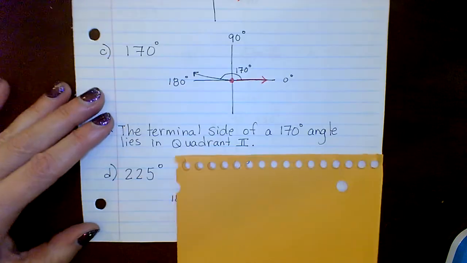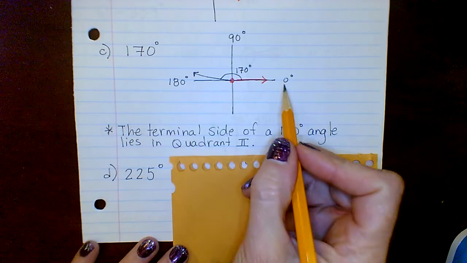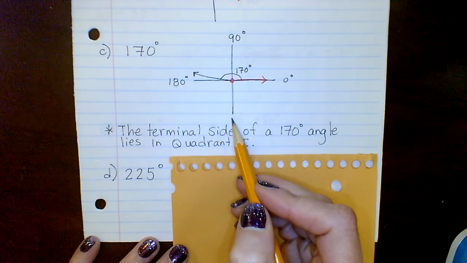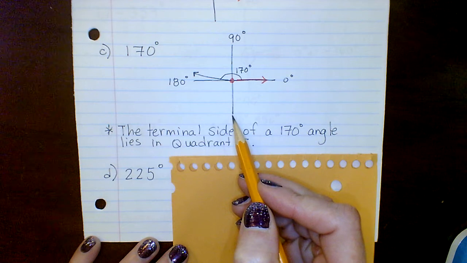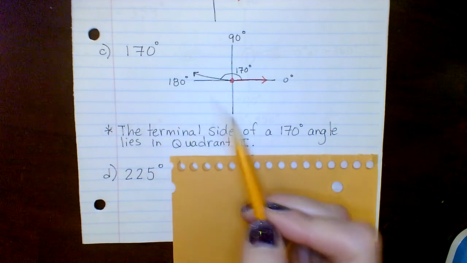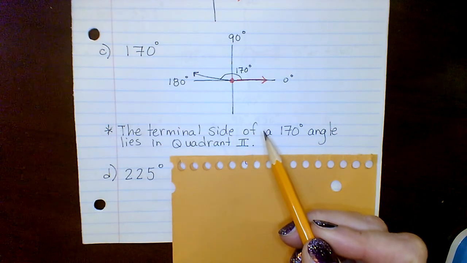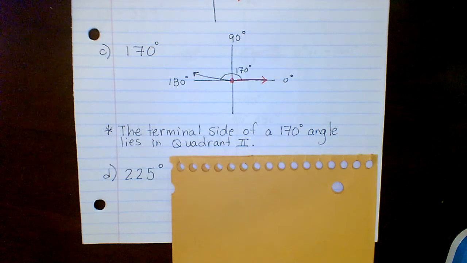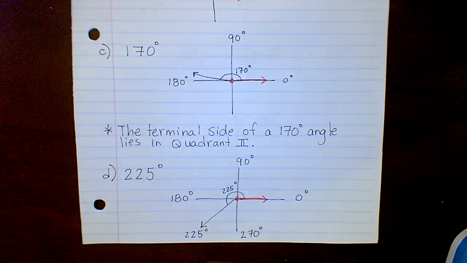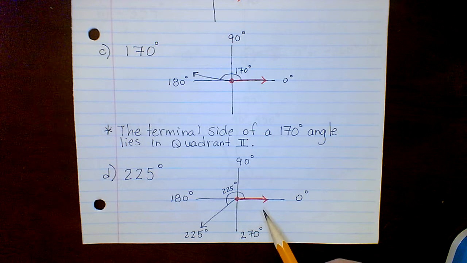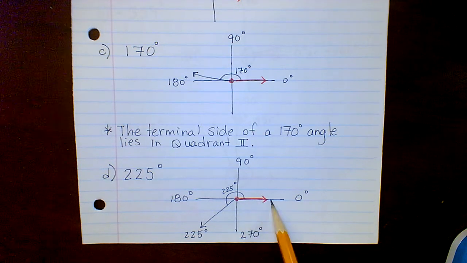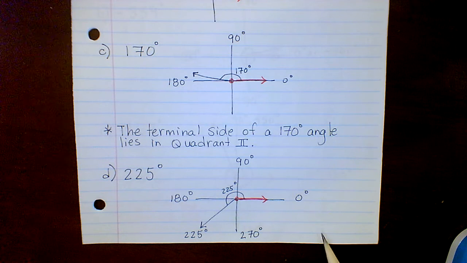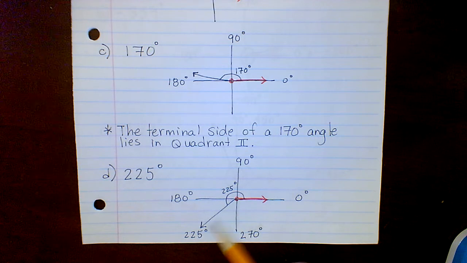225 degrees. Well, again, remember 0, 90, 180, 270. So 225 is between 180 and 270, so that's going to fall into quadrant 3. But where in quadrant 3? Well, it turns out that it's halfway in quadrant 3, halfway between 180 and 270. But notice my initial side, standard position of this angle. My terminal side's down here in quadrant 3.